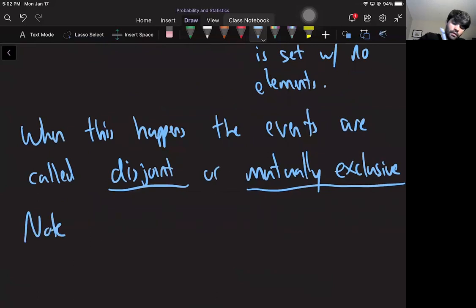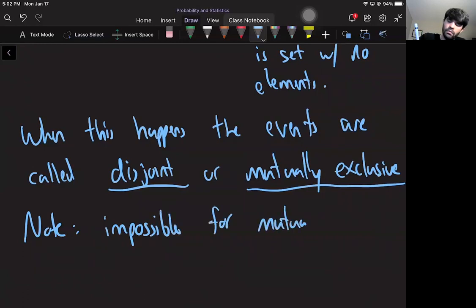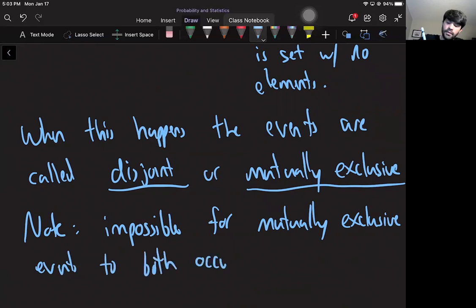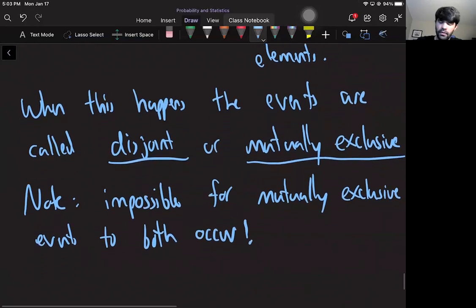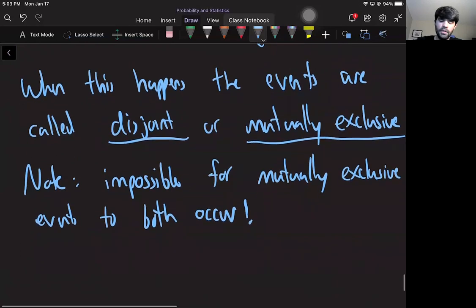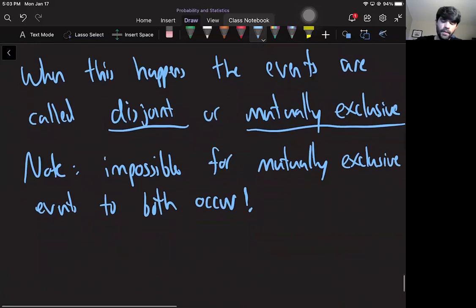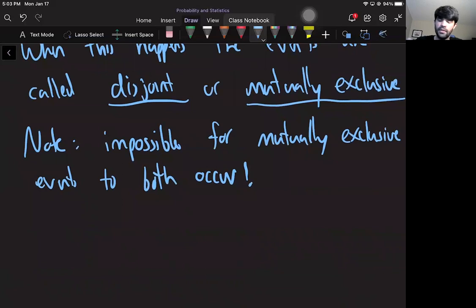So one thing to note is that it's impossible for mutually exclusive or disjoint events to both occur, right? Because if one occurred, that means the outcome that happened from the experiment was in that set. And since the other set has nothing in common with it, there's no way that an outcome in the other set occurred. So that event did not occur.